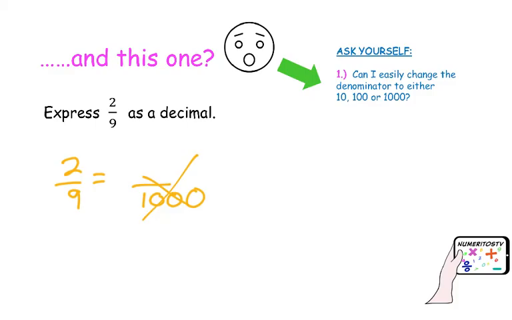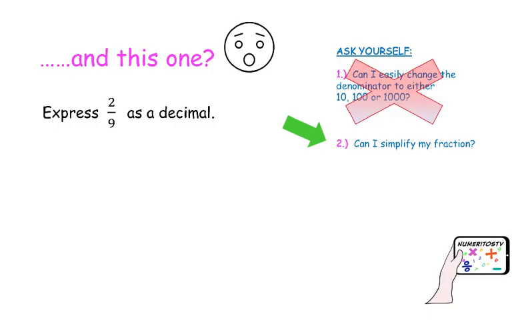So I'm going to go to the next trick. Can I simplify my fraction? Well, let's check. 2 over 9. If I try to divide by 2, 9 is not even, so I cannot divide by 2. What about 3? Well, 2 is not divisible by 3. 2 is prime, so I will not be able to find any other factor of 2.